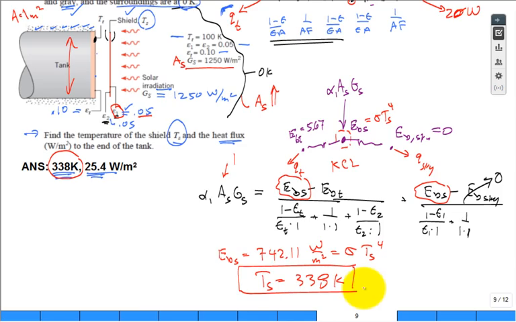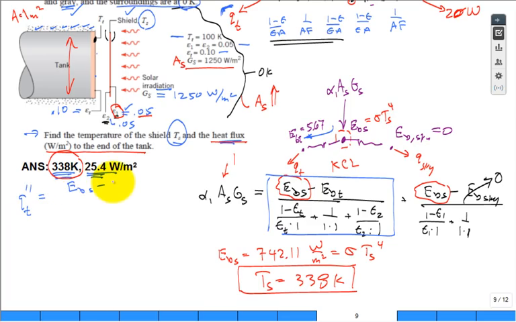Once I have the temperature of the shield, now I can find what is that heat flux that goes to that end of the tank. Wouldn't it be just this component right here? Isn't that what goes that way? So the Q double prime getting to the tank is equal to the EB of the shield minus the EB of the tank, and then we're going to have 1 minus the epsilon of the tank. Let me write it out. Let me put it like this, without the flux, and I'll put the area in.